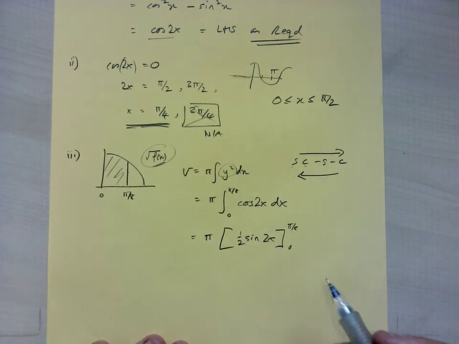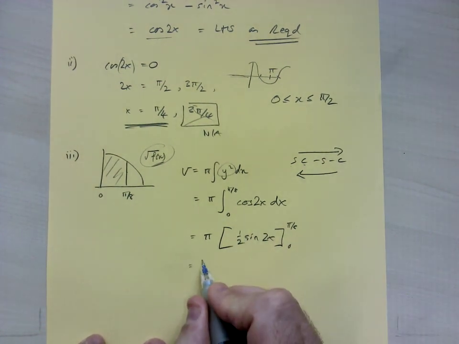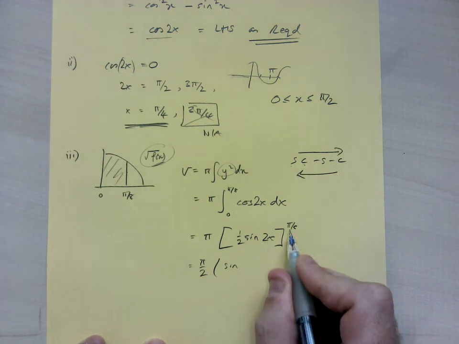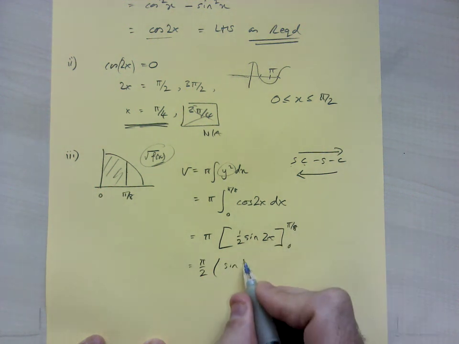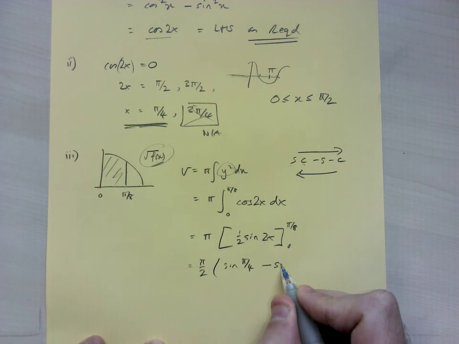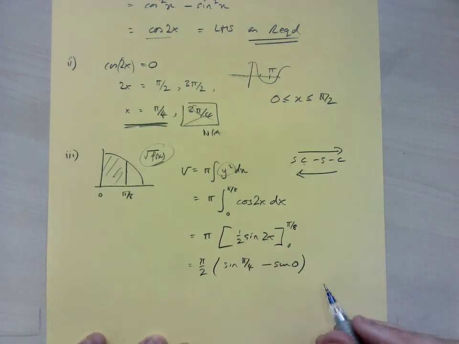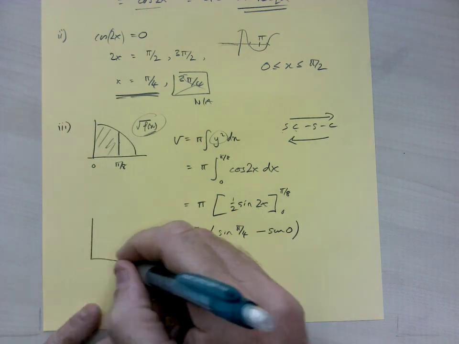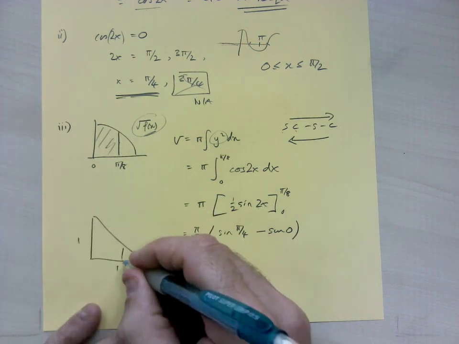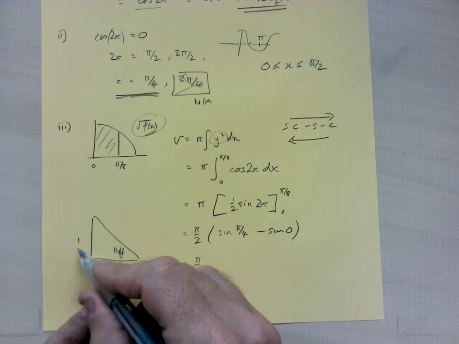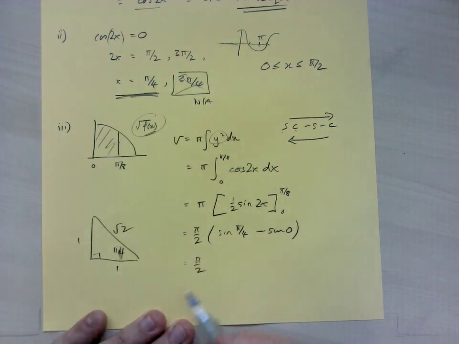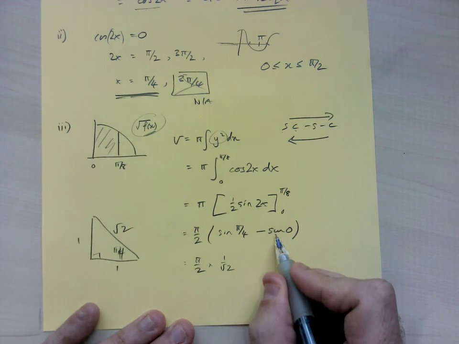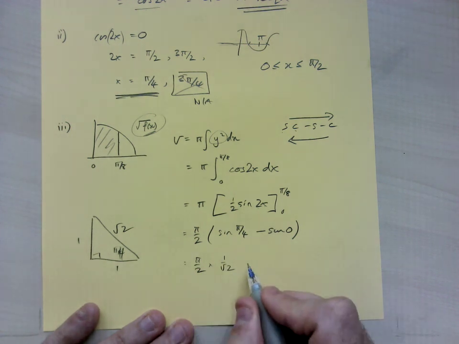Now I need to substitute in. I can pull this half out just to keep it out of the way. So pi on 2, let's go sine 2x. If x is pi on 8, then that's pi on 4, minus sine of 0. And I'm almost there. Pi on 2 sine pi on 4. If I need to sketch a triangle to get that, I know pi on 4 triangles 1, 1, root 2. So now sine of pi on 4 is 1 on root 2. Sine of 0, I know it's 0. So I've got this answer.